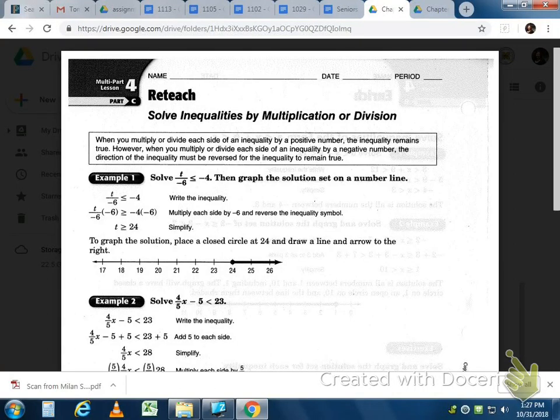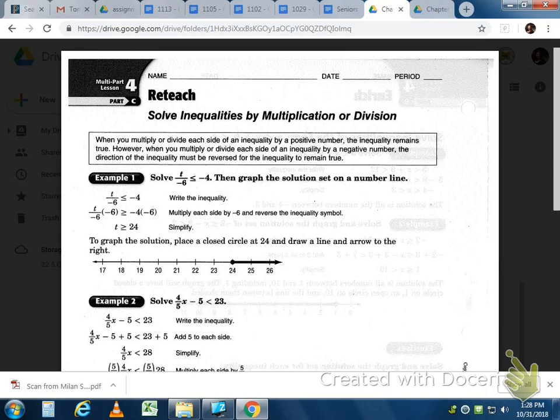4.4c, solve inequalities by multiplication and division. So we're going to start off with doing one-step inequalities. Then we're going to move to two-step. They're similar to one- and two-step equations. But we need to point out something that's very important that we talked about.